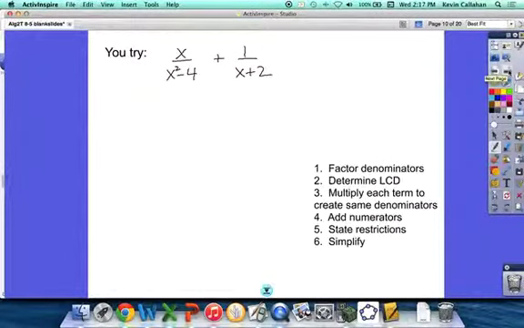So you try that one. Here's the steps. Right, this will be one of your you tries. Goes on a piece of paper.